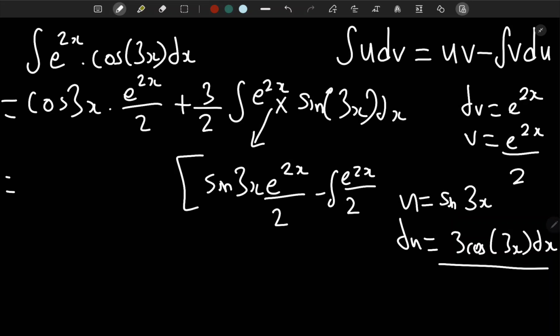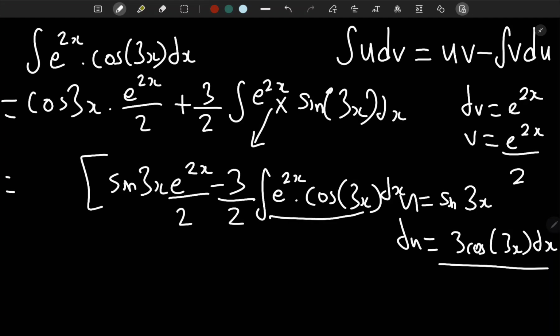So we can take the 3 outside here and leave the cosine 3x inside, dx, and 3 can go outside, minus 3. So can you guys notice something? Let me write it again. So have a quick look at the integral, and what question do we start with? We got the same question again, right?